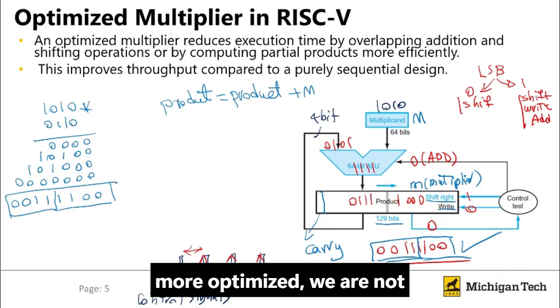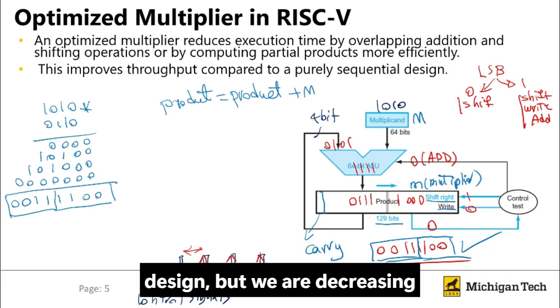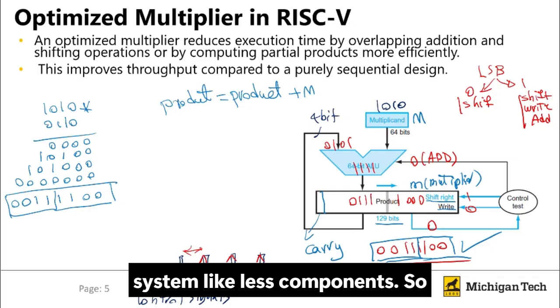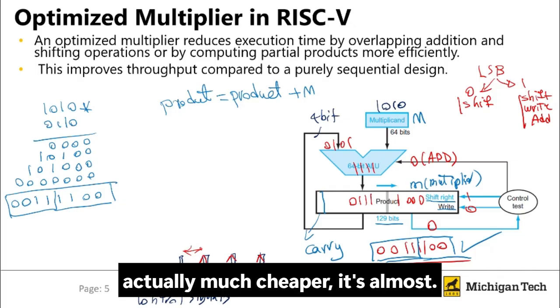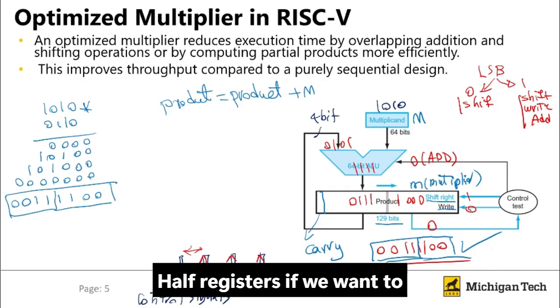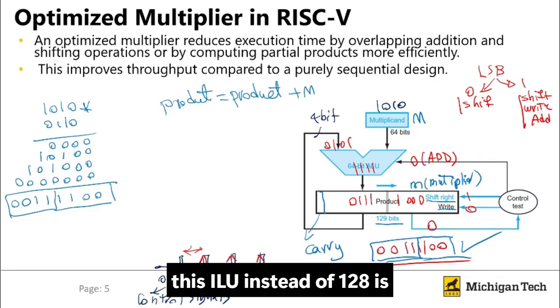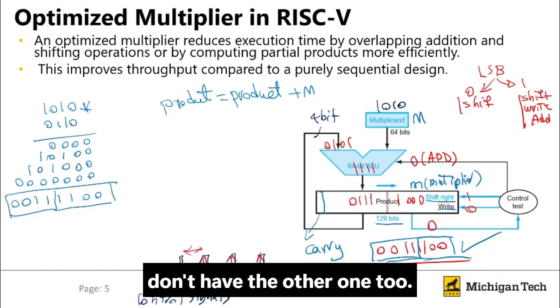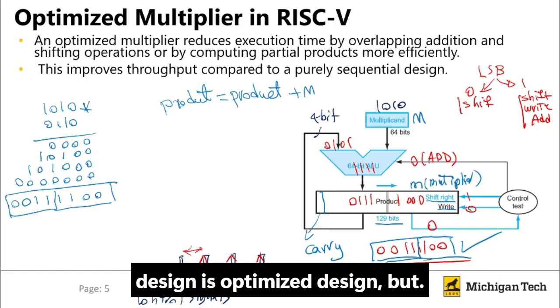We are not adding speed to this design, but we are decreasing the complexity and making the system use fewer components. So it's going to be much cheaper, almost half the registers if you consider the number of registers, because this ALU, instead of 128, is just 64. This is half. We don't have the other one too, so it's almost half. And this is an optimized design.